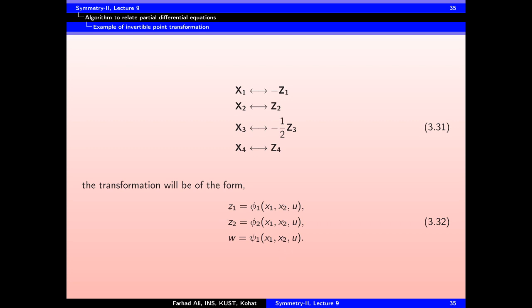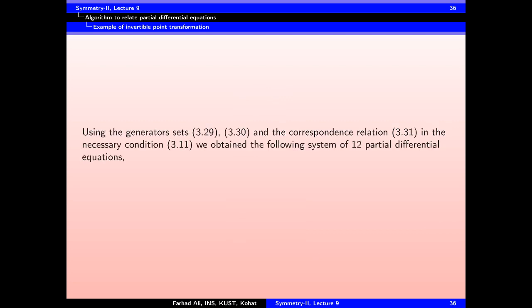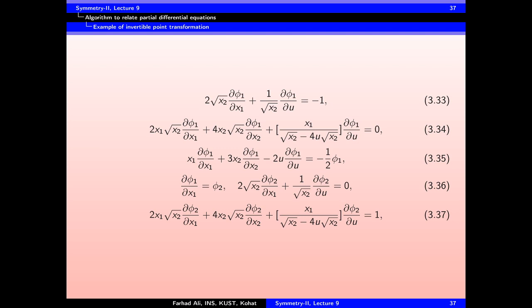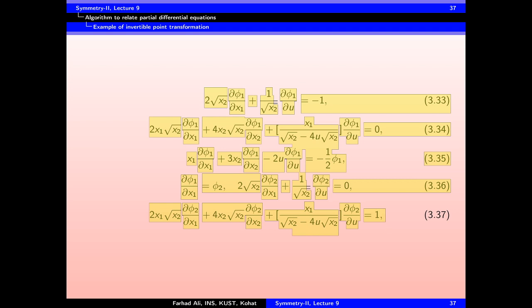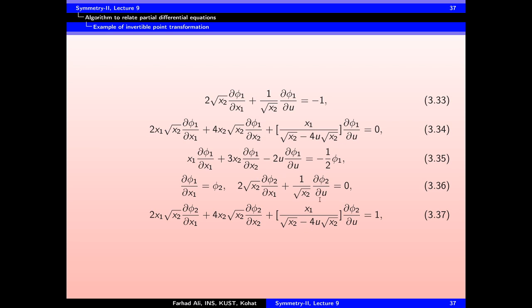3.31. We are interested in this sort of transformation. So let's see. Okay, the mapping between the symmetries and the symmetries gives me this system. In fact, our procedure is in 3.11. So that gives me this system. This is a system of PDEs. We will solve this system of PDEs, and the solution of this system gives us the required transformation which relates the spaces, the new and the old spaces.